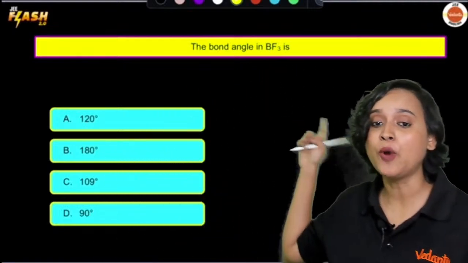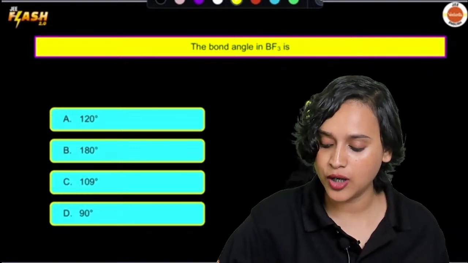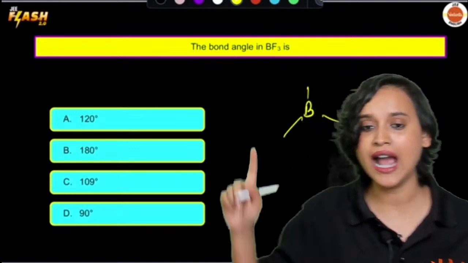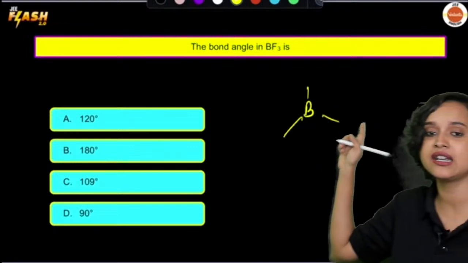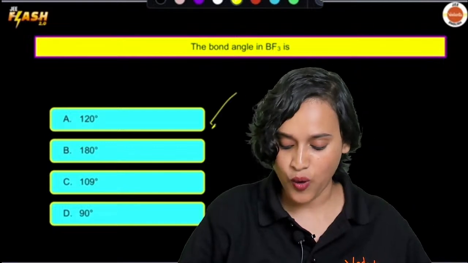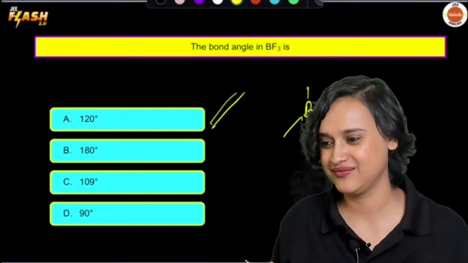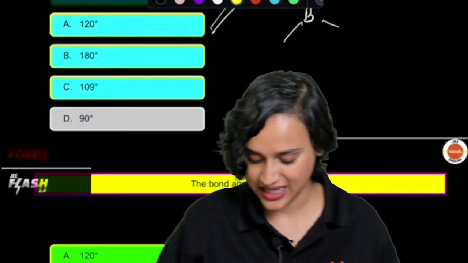The bond angle in BF3, everybody. Come on, this is super easy, guys. In BF3, this is just a simple mathematic question. The correct answer is 120 degrees. You guys should have answered this.